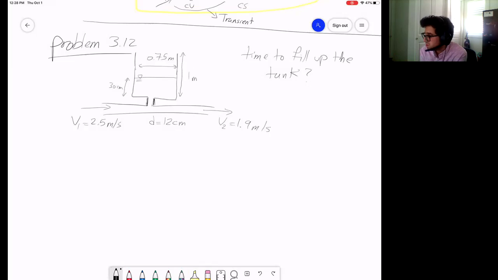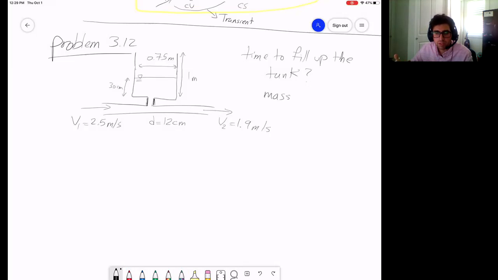Okay, so what do you think? Let's see. How would you solve this? Start off by determining what parameter we're going to be looking at. Yes, exactly. So what parameter will we be looking at right here? We're asked to find the time to fill up the tank. I want to say mass. Yeah, mass. Definitely not energy, right? I mean, it should be obvious. It's not energy.